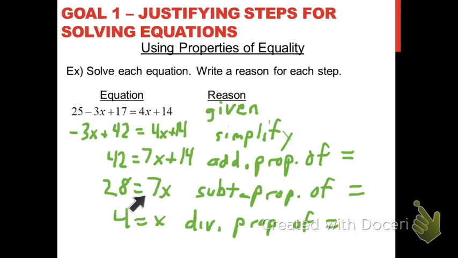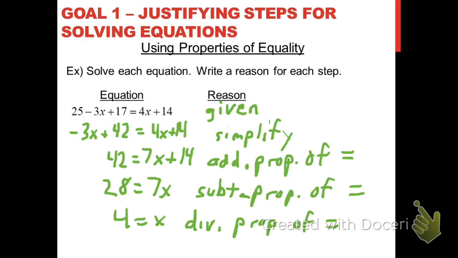All right, and then finally, of course, I had to divide both sides by 7 in order to get x by itself. And when you divide both sides of an equation by the same thing, you're using the division property of equality. All right, so that's how you use properties of equality to justify your steps for solving equations.